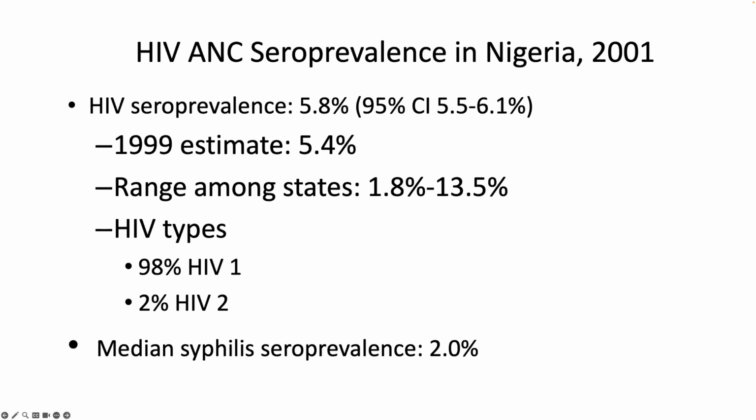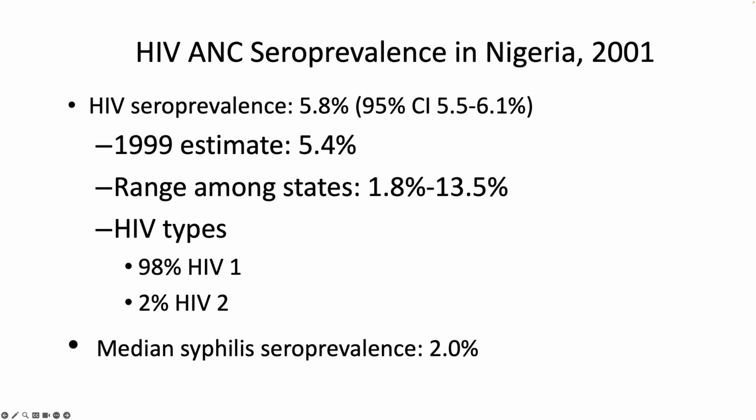What did we find in terms of prevalence? Looking across the 80-plus sites that were part of this survey, the HIV seroprevalence estimate was 5.8%, which was slightly higher than the 1999 estimate of 5.4%. Given the large sample size, the precision of the overall estimate was quite good. And there was a range in the HIV seroprevalence across states of Nigeria of 1.8% to 13.5%, suggesting substantial geographic variability.